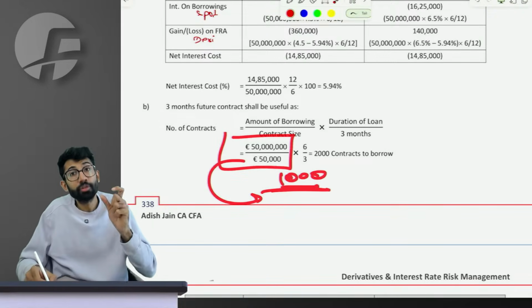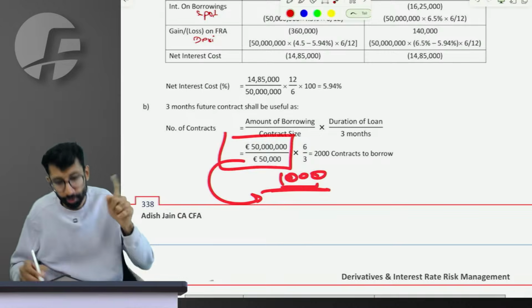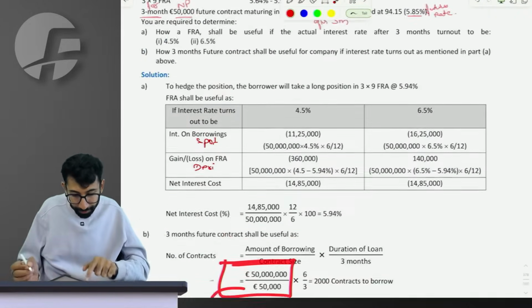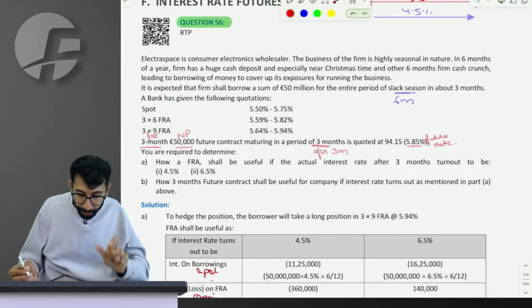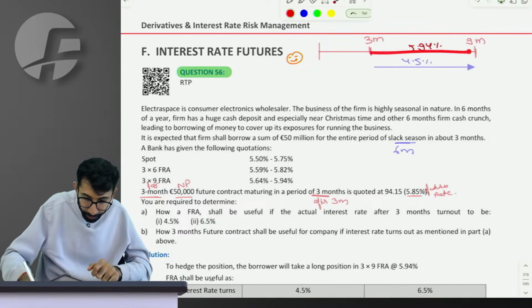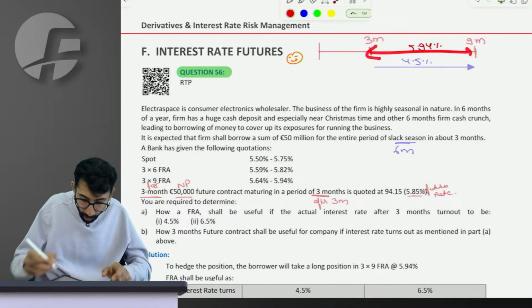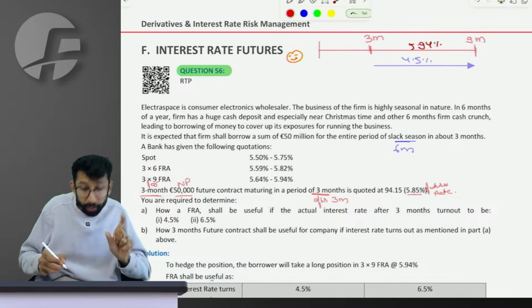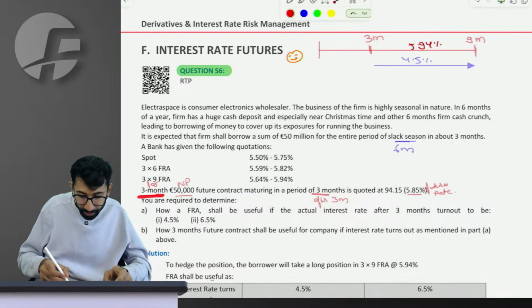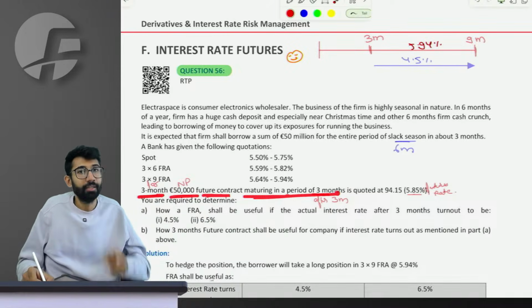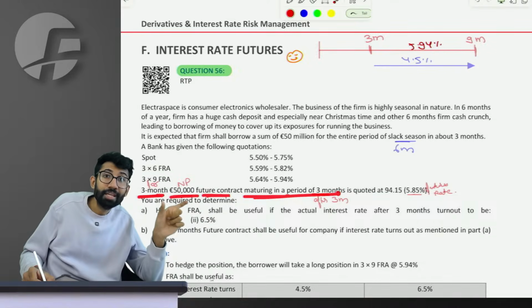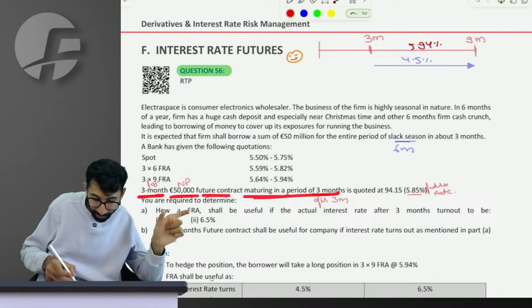But there is one more thing that you need to learn in this question. Please pay attention. Sir, what is that thing? You want to borrow for a period of 6 months. The contract is only for a period of 3 months. Look at the line for future: 3 months, 50,000 euro future maturing in 3 months. So there is a contract that will expire after 3 months. But what is the period of borrowing in that contract?